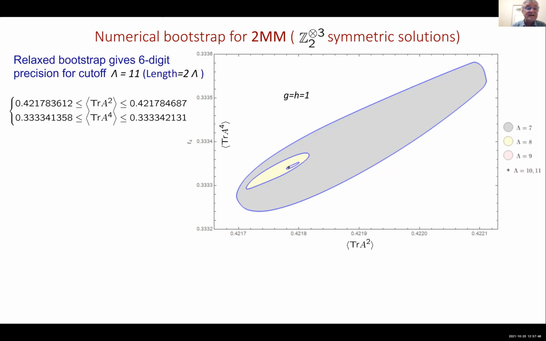And this is the most precise calculation in our bootstrap approach. Lambda was equal to 11, the length of operators 22, and we have 6 digits of precision for the moments. Yeah, I forgot to say that this is the axis of trace A4, and this is trace A square. We have islands corresponding to the values; each point corresponds to certain values of these two moments. So you have 6-digit precision more or less for all of them. And again, these are exact equalities, unlike the Monte Carlo, which never gives you exact equalities, only with certain error bars, from a probability distribution.